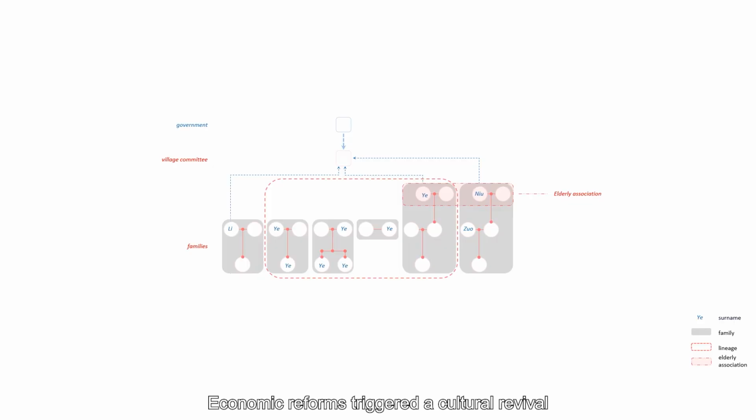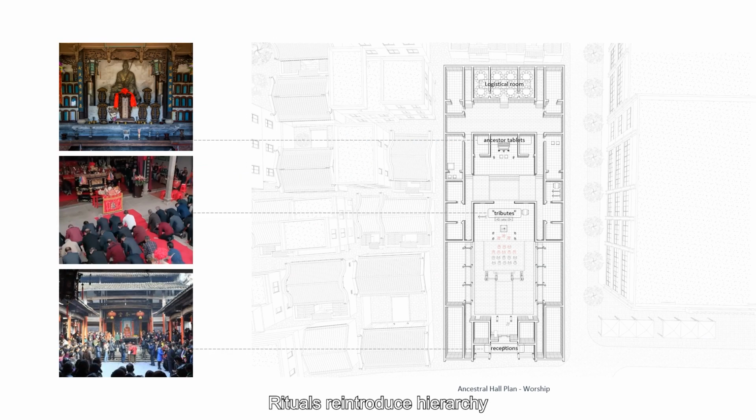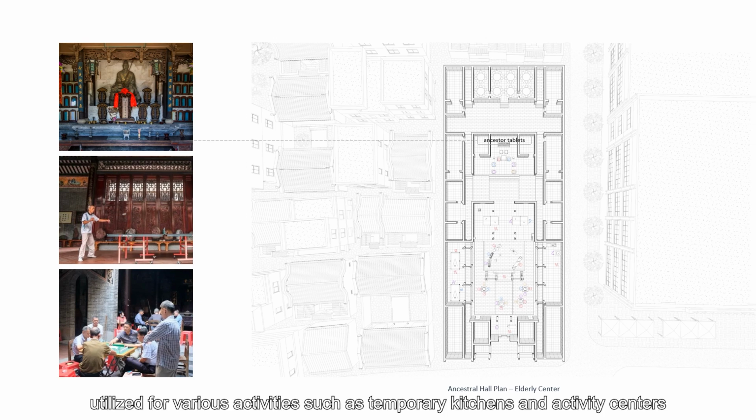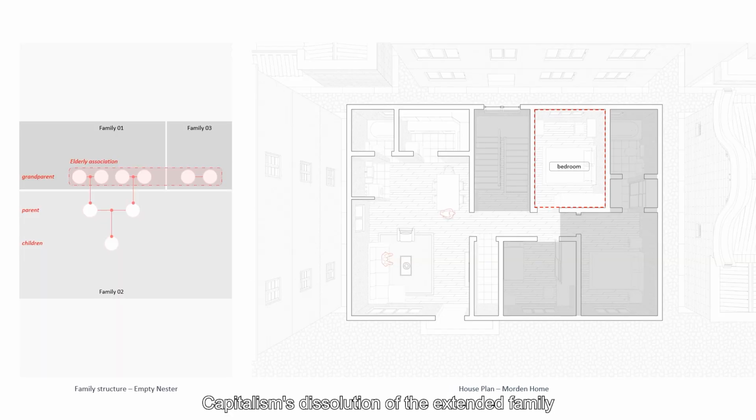Chapter 3: Dead Space. Economic reforms triggered a cultural revival, revitalizing ancestral halls as lineage symbols. Rituals reintroduced hierarchy, empowering the elderly to utilize the space. Ancestral halls remain public spaces utilized for various activities such as temporary kitchens and activity centers. Capitalism's dissolution of the extended family left the elderly with inadequate support, leading to the emergence of elderly associations for mutual aid. People lived with unused dead space.